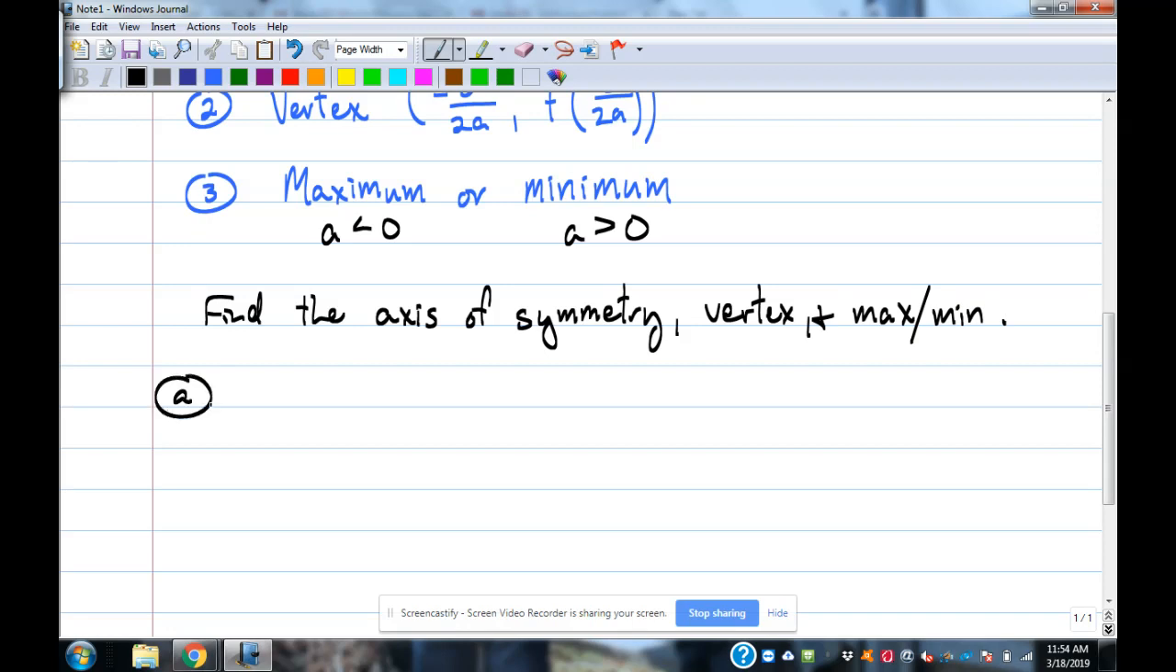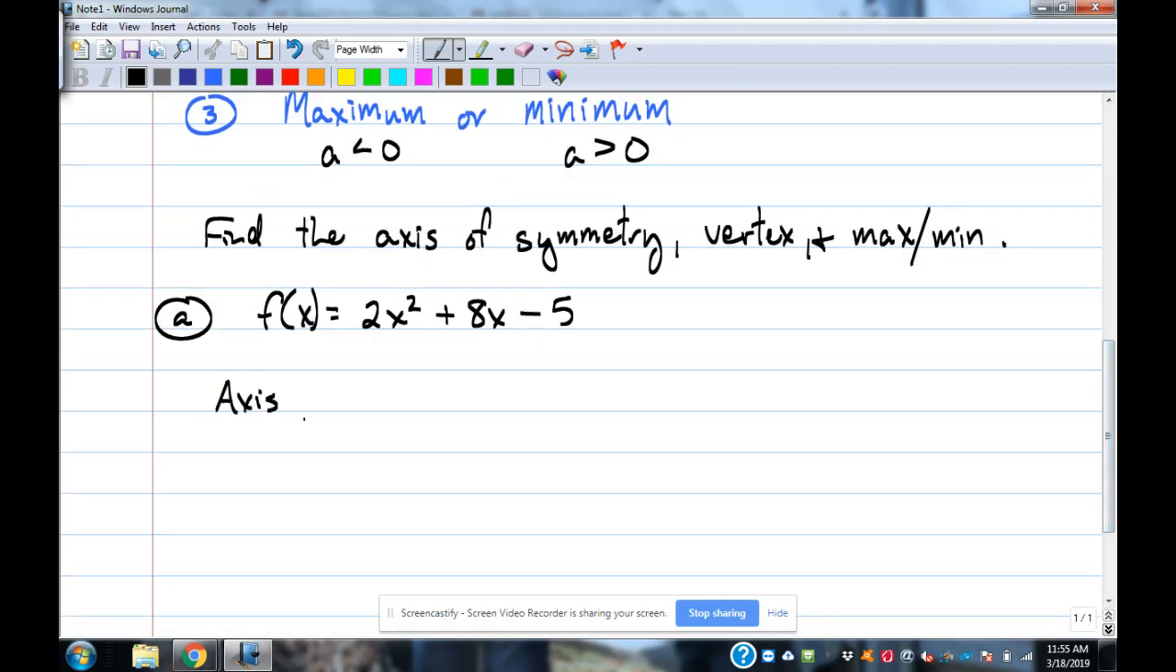So example A: f of x is equal to 2x squared plus 8x minus 5. That's our equation. We want to find the axis of symmetry, the vertex, and whether that's a max or a min. We're going to start with the axis of symmetry, and I'll let you abbreviate, just say axis. It's going to be x equals negative b over 2a.